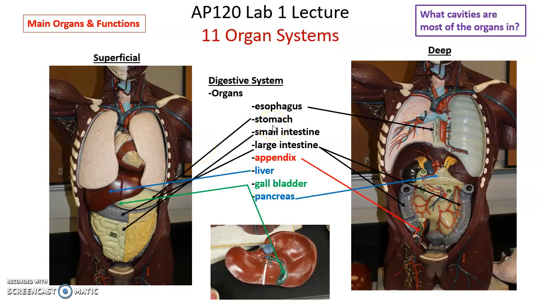All right, then we have the digestive system. The digestive system has a lot of organs associated with it. So here we see, pretty deep in the thoracic cavity, the esophagus. The esophagus will then lead to the stomach. The stomach then leads to the small intestines. The small intestines then lead to the large intestines. Also important for the digestive system is the liver, which is to the right of the stomach. And on the inferior surface of the liver is the gallbladder. And then posterior, or behind the stomach, is the pancreas, also important for the digestive system.